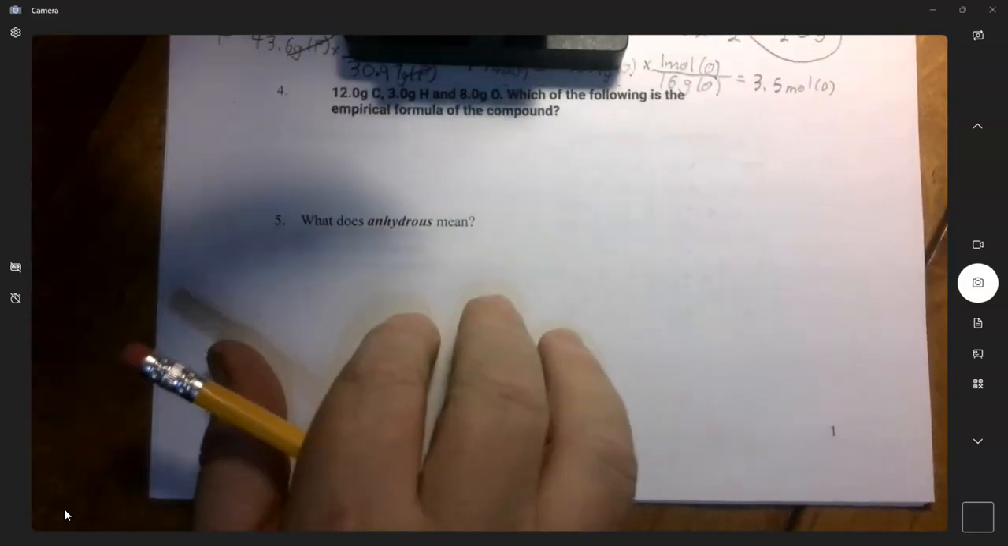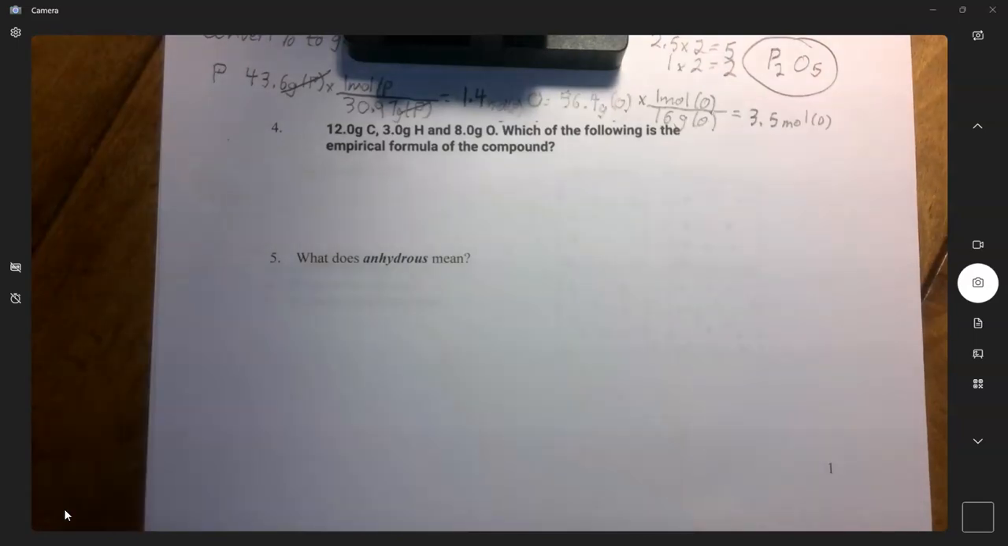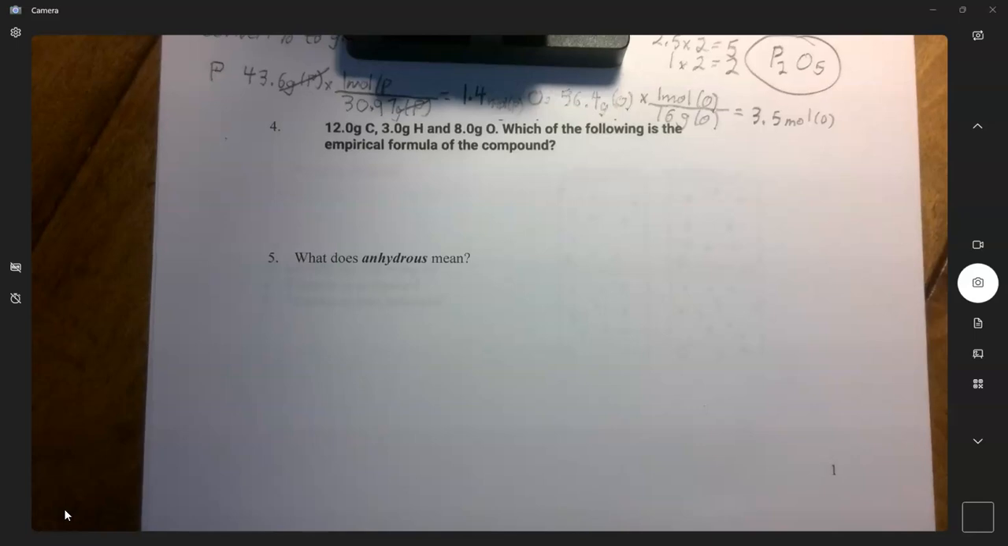Okay, next up we have this one. Back it off a little. Okay, 12 grams of carbon, 3 grams of hydrogen, 8 grams of oxygen. What's the empirical formula? Okay, so they're giving you nice round numbers, so just round off. So for carbon, the molar mass is 12, if you round 12.01 to 12.